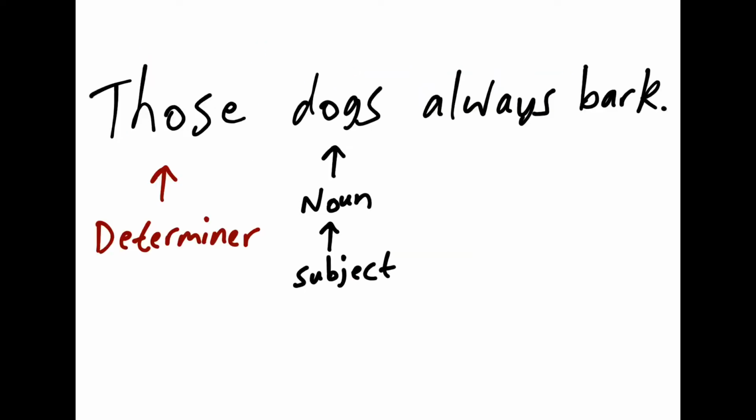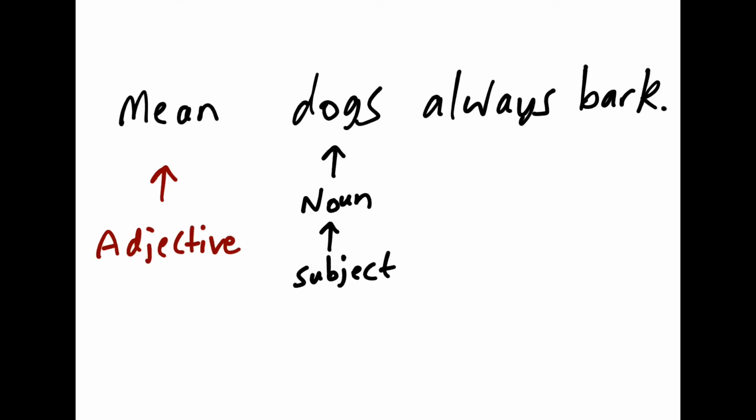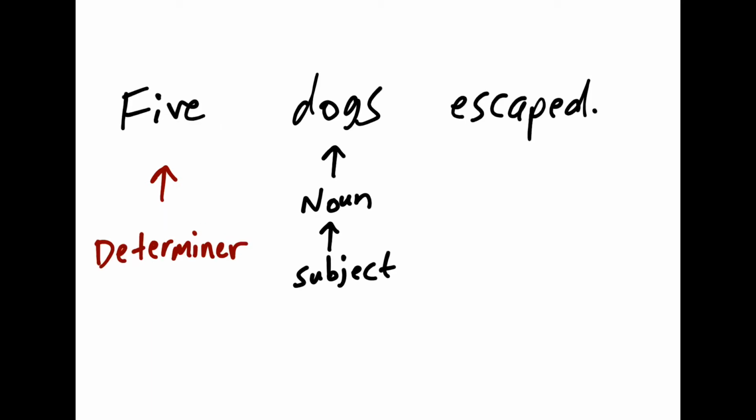So a determiner would be a word like those, or my, or some, or his, just to name a few. Whereas adjectives would be more like mean dogs, or young, or large, or mangy. Determiners might tell you a quantity, or they might clarify that when we're talking about dogs, we're talking about the dogs that are ours, or perhaps theirs.